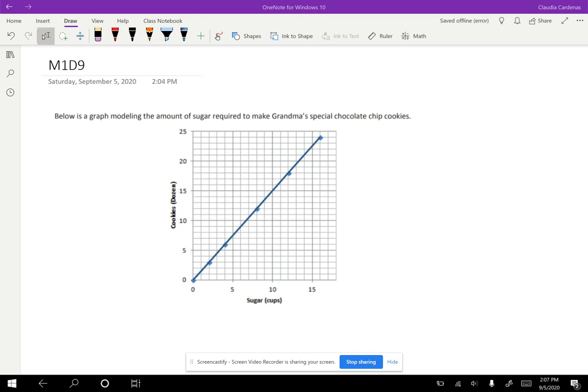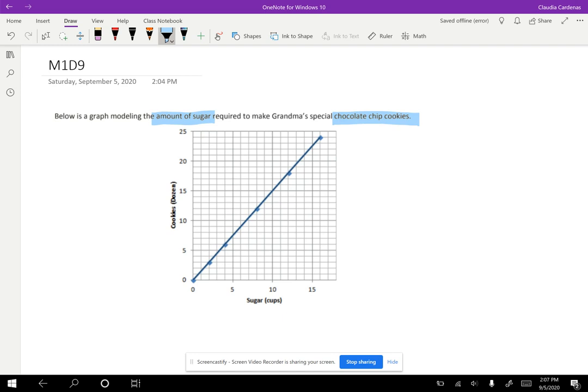All right, so let's read this one more time to stamp important information and pay close attention to what our problem is asking us to find. So below is a graph modeling the amount of sugar required to make grandma's special chocolate chip cookies. So the amount of sugar and chocolate chip cookies. So since they gave us a graph, this will be used as our draw portion of redraw, right.